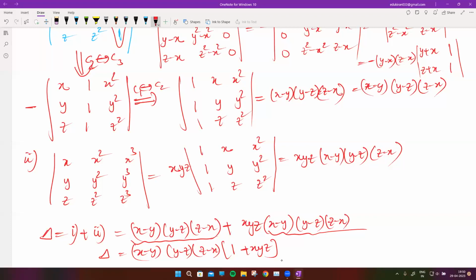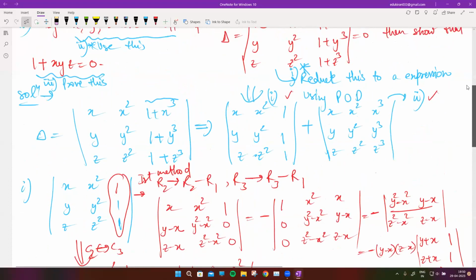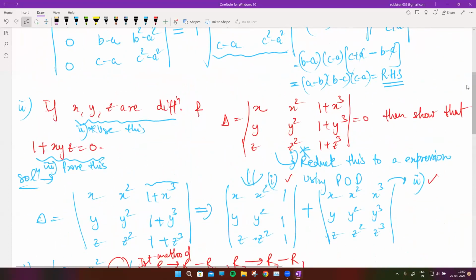So now you realize the first part of the question was the important part. Let's come back to the question. The question was, if x, y, and z are different, and your delta is equal to this, and your delta is also equal to 0, then you have to show that 1 plus xyz is equal to 0. First task was to reduce this to an expression. We have done that. We have reduced this to x minus y, y minus z, z minus x into 1 plus x plus y, 1 plus xyz.